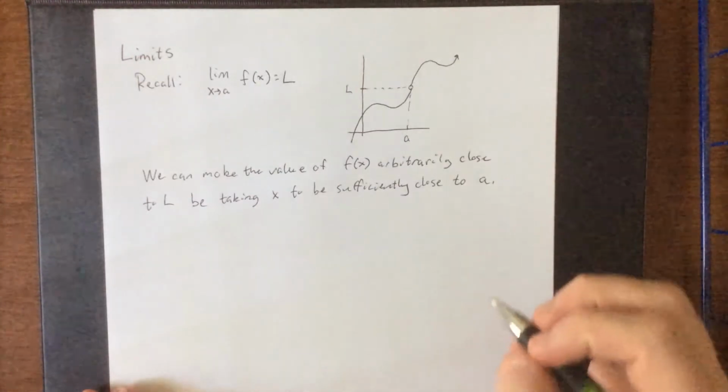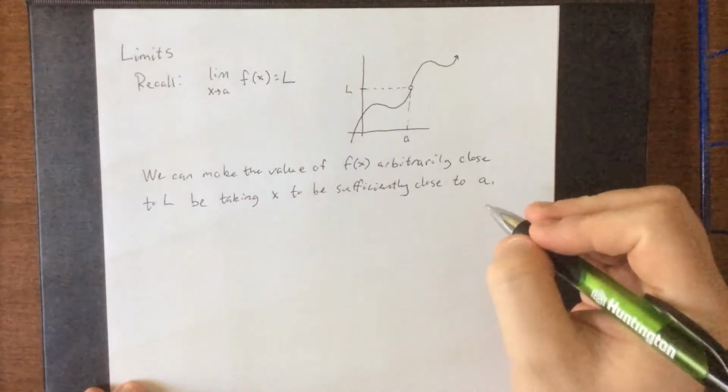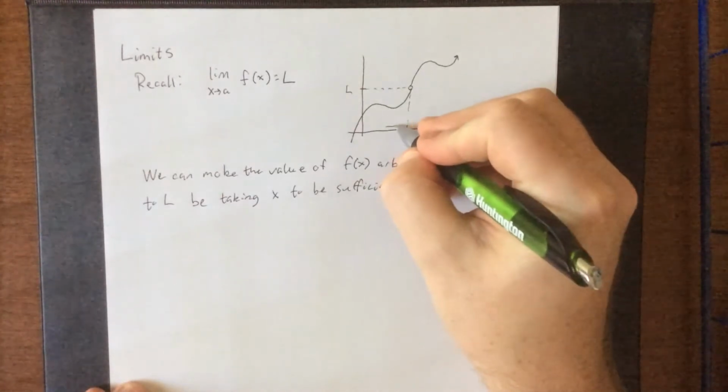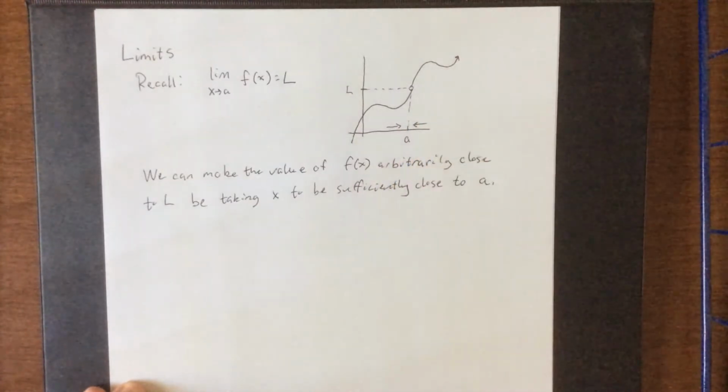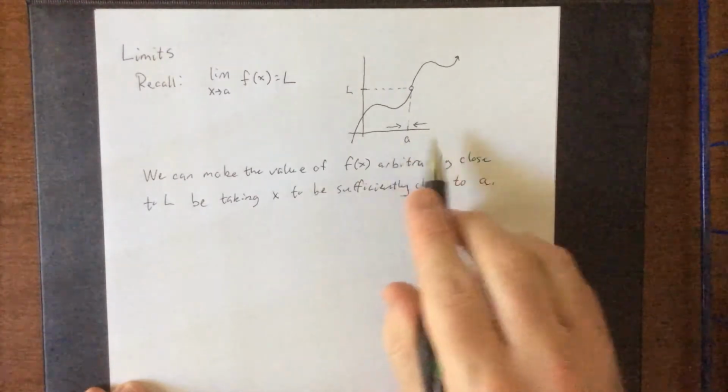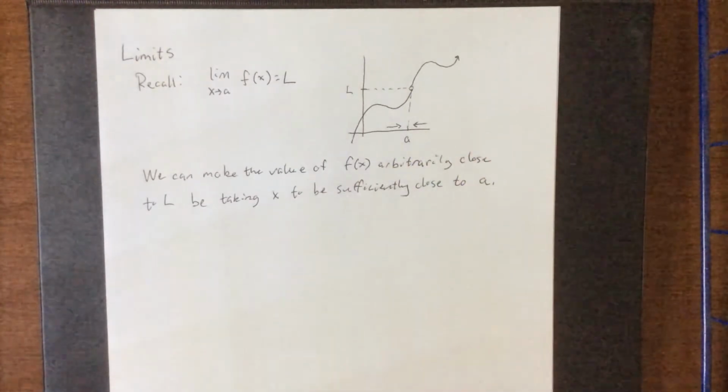Now, additionally, when we allowed x to approach a, there were really only two ways to do this. x could approach a from the left-hand side, and x could approach a from the right-hand side. Those two together would be a two-sided limit. Individually, we refer to them as one-sided limits.